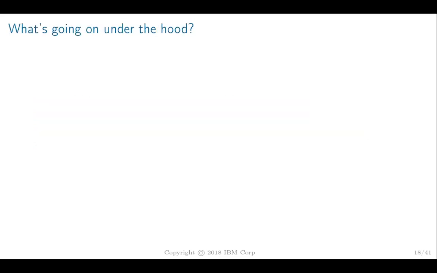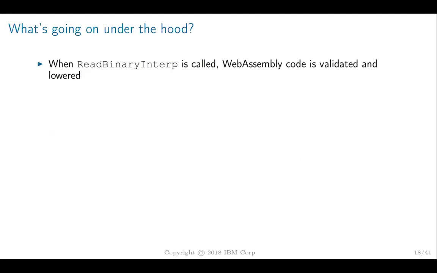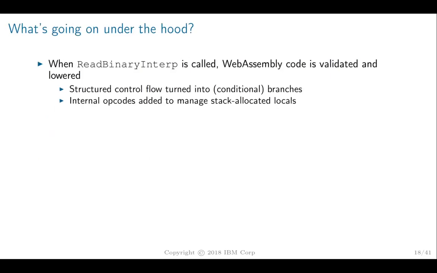There's quite a bit going on under the hood here. That read binary interp function is actually doing a lot more than you might think. It has to validate the type correctness of WebAssembly code. And it also does a little bit of lowering, so it makes things a little bit easier on the interpreter when it gets to the code. So things like that structured control flow is all just turned into straight up branches. Some internal opcodes end up getting added to manage stack allocated locals, really simple things like that.